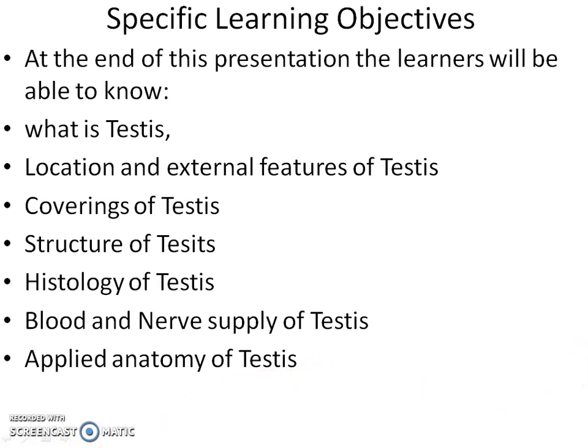At the end of this presentation, the learners will be able to know what is testis. They will be able to know the location and external features of testis, the coverings of testis, the structure of testis, and the histology of testis. They will also be able to know the blood and nerve supply of testis and describe the applied anatomy of testis.